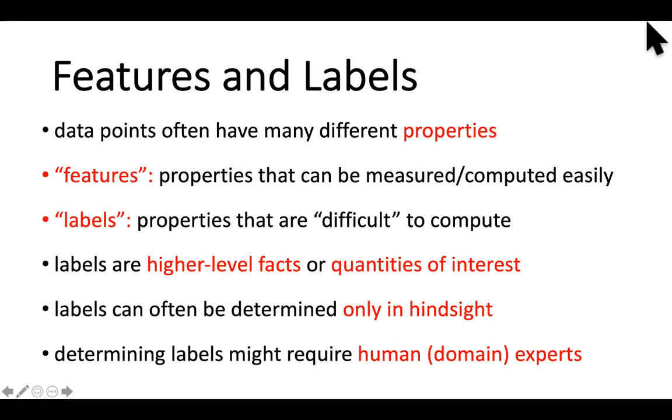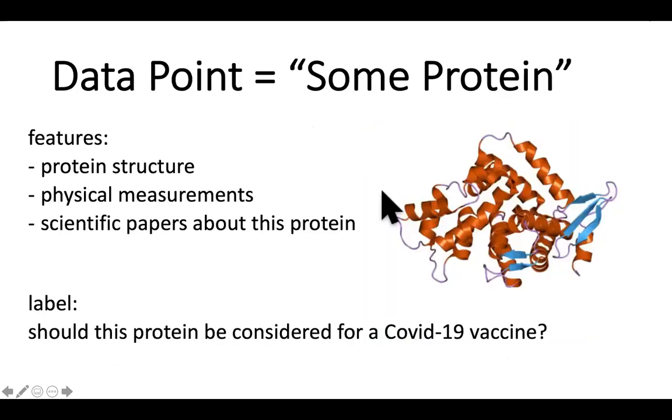So maybe we look now at some examples. If a data point represents a protein, then the features could be everything that can be measured easily. Of course, this depends on how expensive measurement devices you have. If you have a big lab with big devices that can measure the structure or the three-dimensional structure of a protein, all these are features. And the label could be, is this protein useful in a COVID-19 vaccine? So these were machine learning problems studied a lot during the last year and maybe still studied at pharmacy companies like Pfizer.